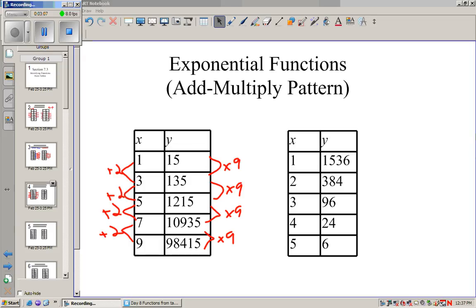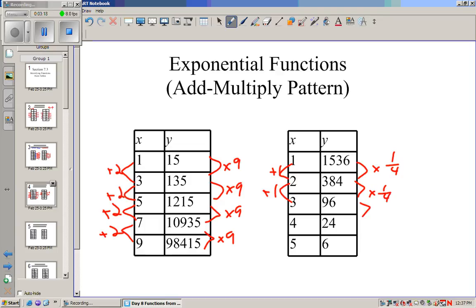Alright, on my table to the right, here I'm adding 1 each time. And here we're multiplying by 1/4, which is the same thing as division, but we can still say we're adding here and multiplying over here.